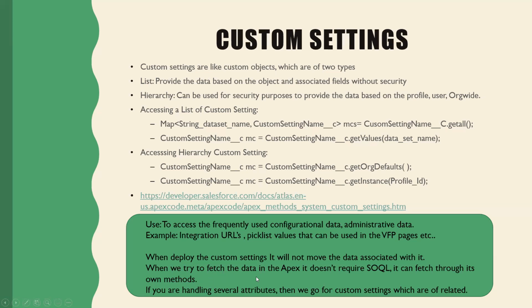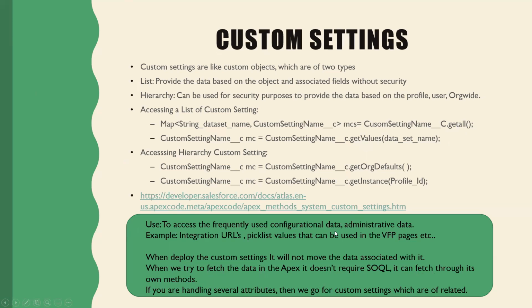When we fetch the data in Apex, it doesn't require SOQL. Normally, if we want to get data from an object, we always need to write a query in Apex. But with custom settings, it can be fetched through its own methods, getAll and getValues. And if you're handling several related attributes, then we go for custom settings. So this is the main use of custom settings.